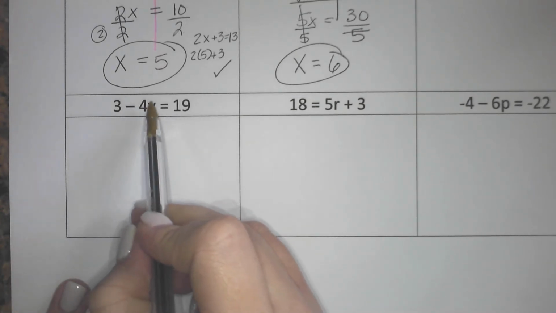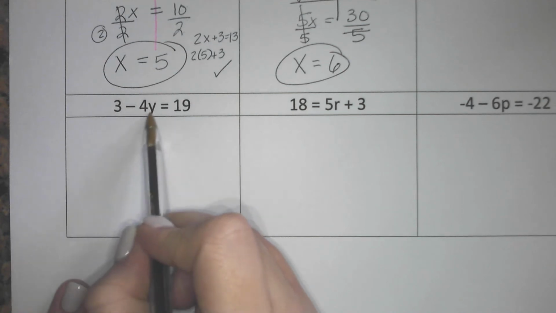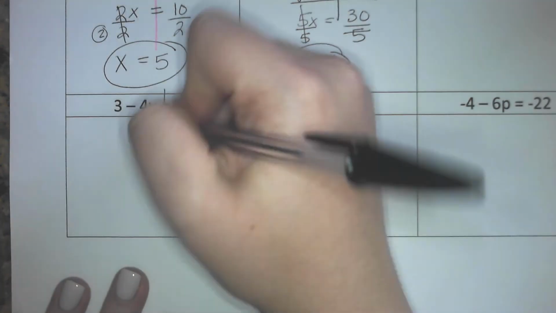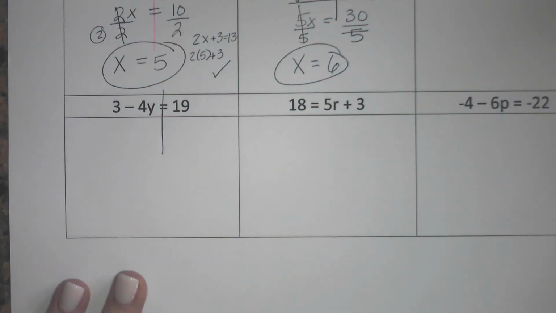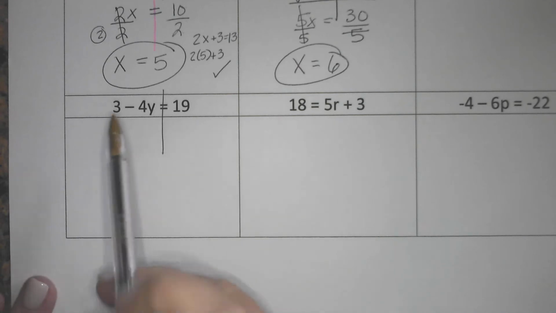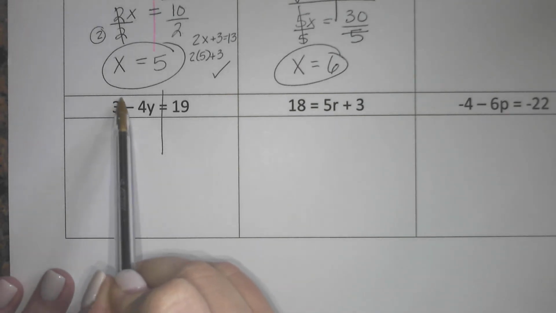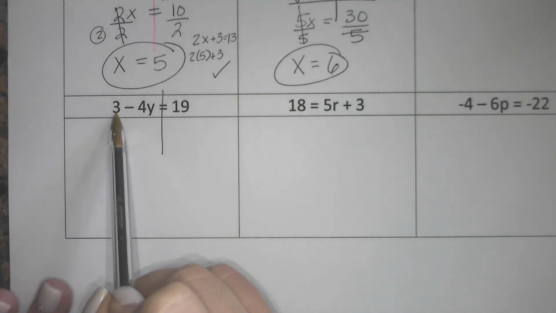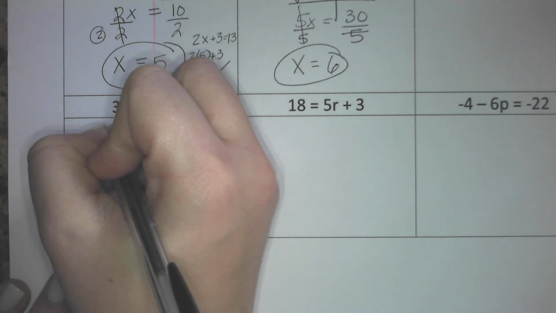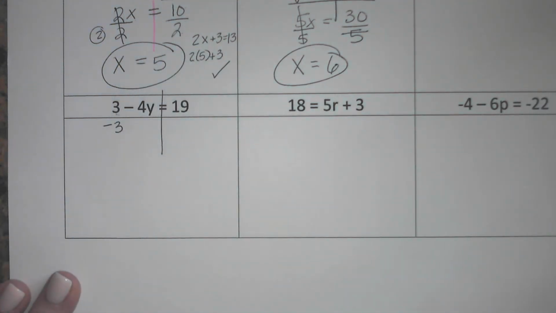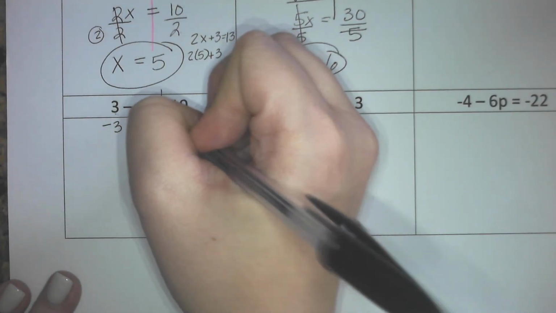So notice I have this a little bit out of your usual order, but this equal sign is still there, so I still want to draw my line. And I want to do step 1, which is get rid of the number that has no variable with it. So I have 3 without a variable, so I'm going to get rid of this positive 3. It's positive because it has no sign in front of it, so we assume it's positive. So the opposite of positive 3 is negative 3. So I'm going to do minus 3 on this side and minus 3 on this side.